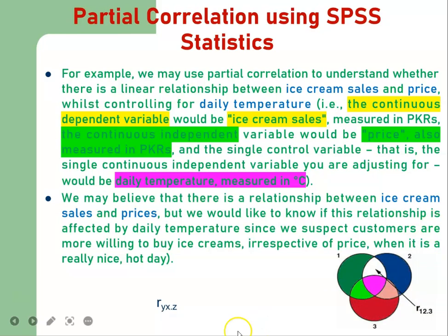And the partial correlation coefficient is written like this: r with subscript y, x, where y is the dependent variable, x is the independent variable, and we control for the z variable. So in this case, z is the daily temperature, x is the price of ice cream, and y is the ice cream sales or quantity of ice cream sold.